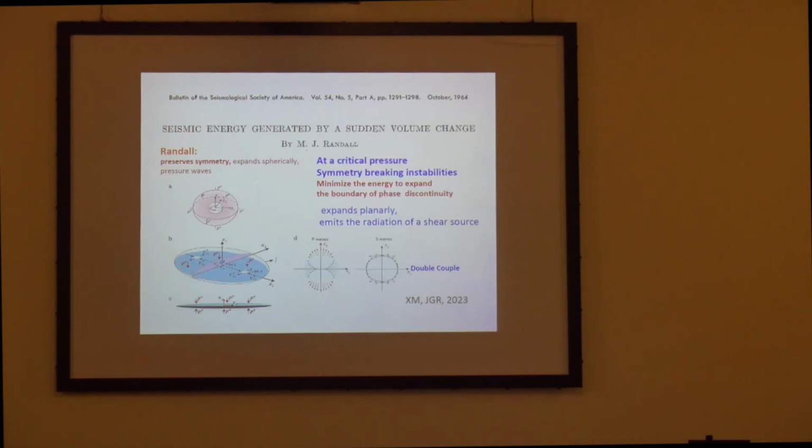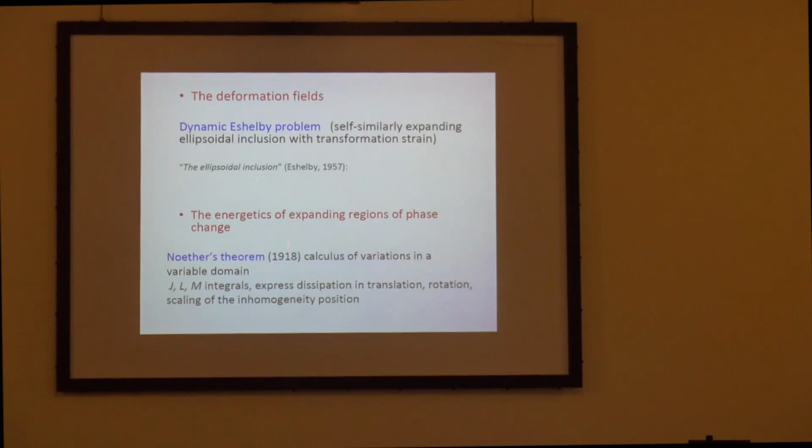Now, the deformation fields that will be assumed are those of the dynamic Eshelby problem. The static Eshelby problem was solved by Eshelby in 1957. It is a paper with over 17,000 citations on Google Scholar, the most cited paper in solid mechanics in the 20th century, because of the properties that it has. The dynamic Eshelby problem that we have solved is the self-similarly expanding ellipsoidal inclusion with a uniform transformation strain. And I will explain the unique properties of this problem.